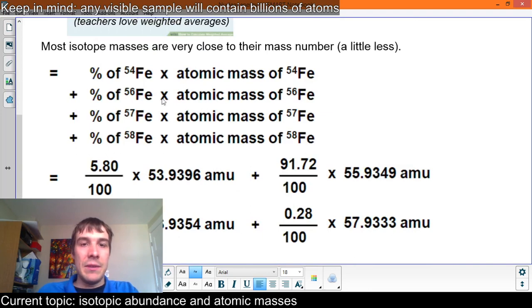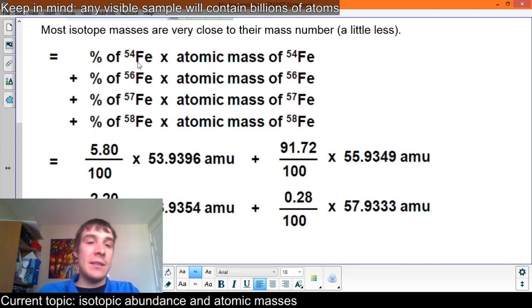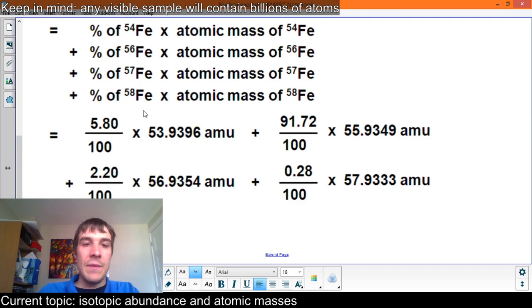So here, for example, is iron. Iron has 4 stable isotopes, 54, 56, 57, and 58. And here are the percentages. It's about 5.8% iron 54. It's about 90% iron 56. It's about 2% iron 57. And it's about 0.3%, a very small amount of iron 58.